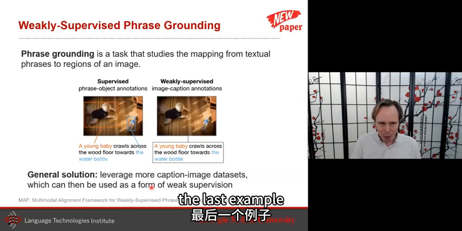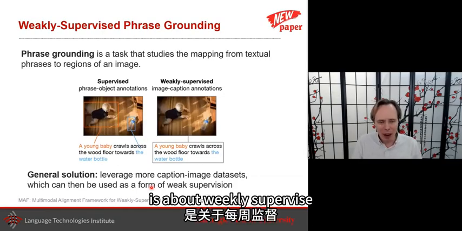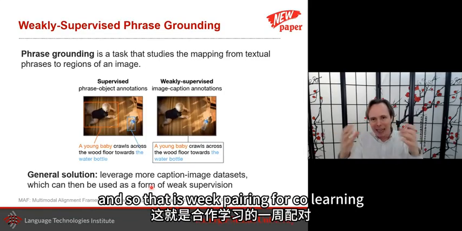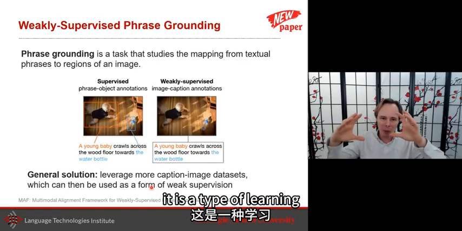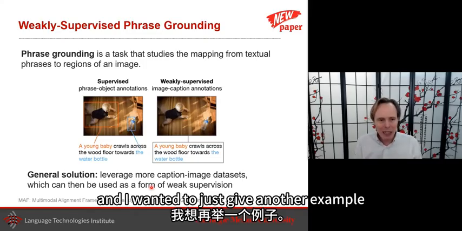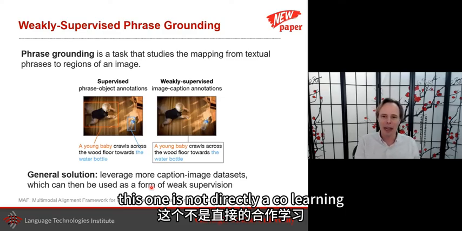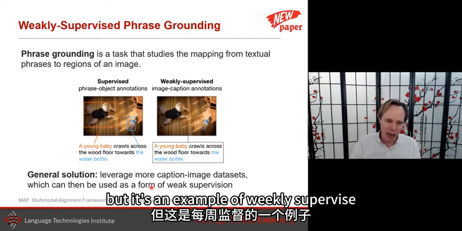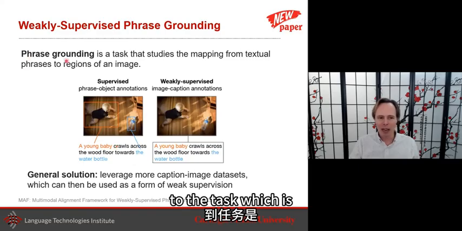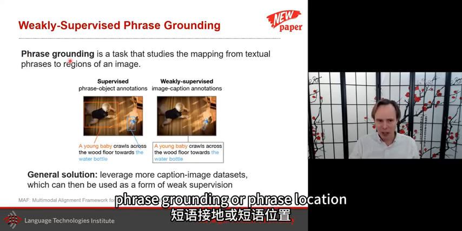The last example is about weakly supervised learning. This is an old field. I told you there's weak pairing for co-learning, and that is a type of learning which is under the umbrella of weakly supervised. I wanted to just give another example. This one is not directly co-learning, but it's an example of weakly supervised learning, where the task is called phrase grounding or phrase localization.